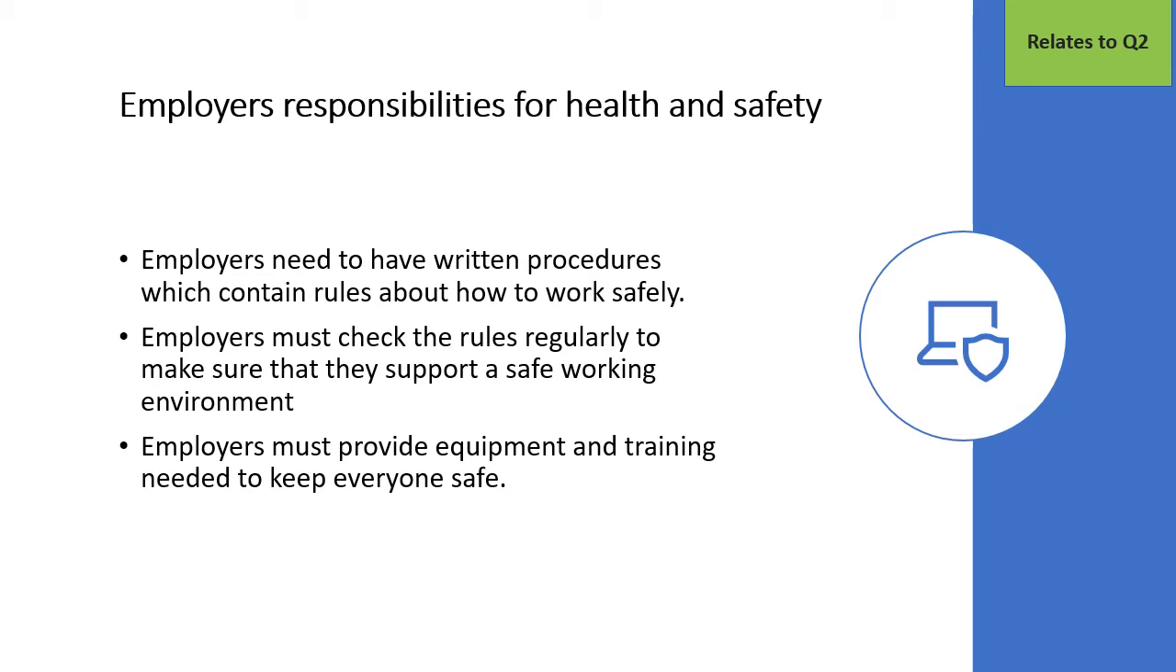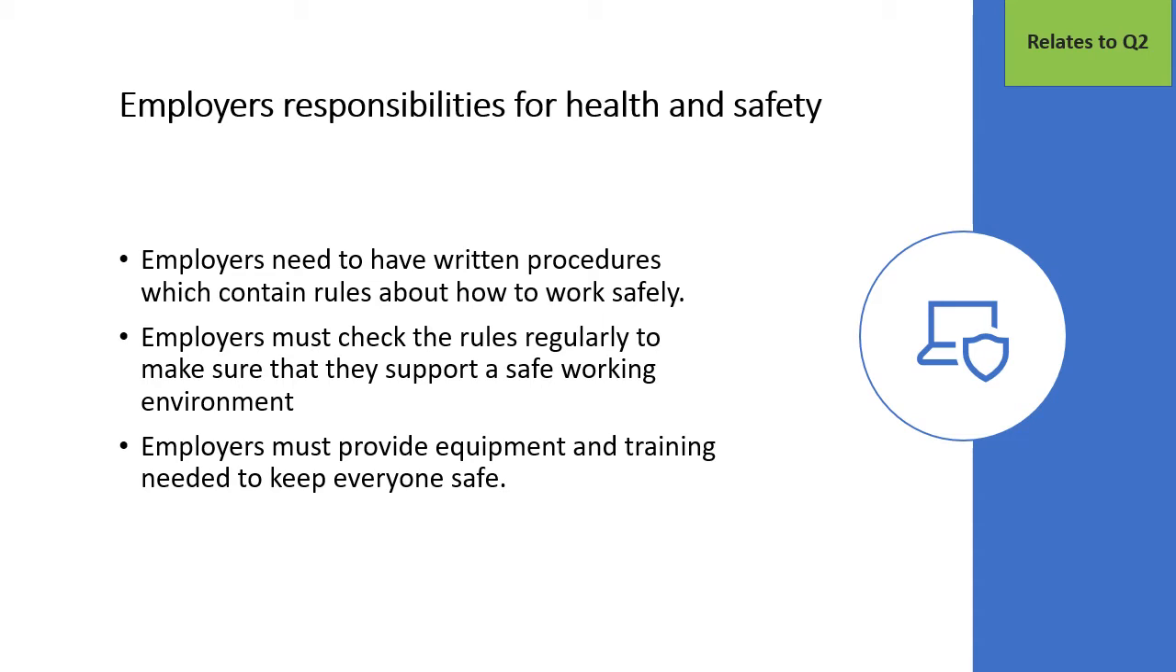So here on this slide, we have some employers' responsibilities for health and safety. Employers must have a written procedure which contains rules about how to work safely. Employers must check the rules regularly to make sure that they support a safe working environment. And employers must provide equipment and training needed to keep everyone safe.